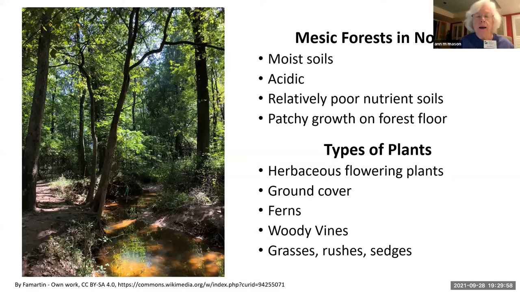It's acidic, but the basic mesic soil will have a lot more cations from the carboniferous minerals in the soil. The soils that we're going to see range from relatively poor nutrient soils in the mesic forest to really lush soils in the basic mesic forest. And we're going to see a lot of patchy growth on the forest floor. Now, what are we going to find there? We're going to see herbaceous flowering plants. We're going to see ground covers. We're going to see lots of ferns. We're going to see some woody vines. And we're going to see some grasses, rushes, and sedges.